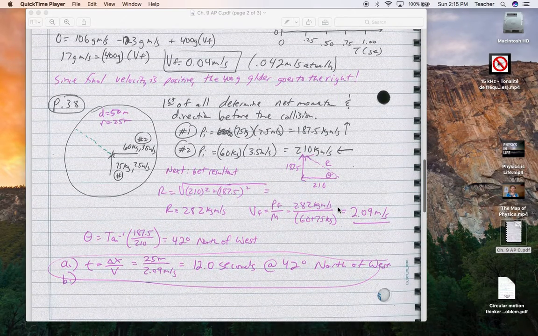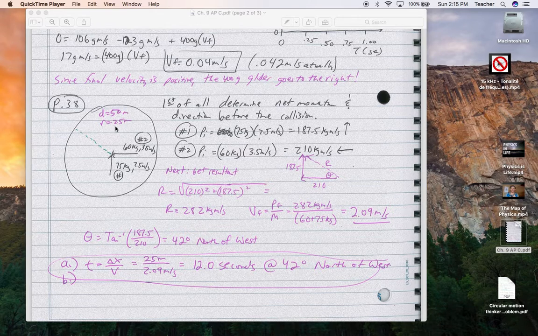P38, pretty neat. I answered A and B kind of together. So I did a picture, said it was a 50-meter radius where two people were running into each other on, I think it was ice skates or something like that. One was heading north, one was heading west. Called the north one number 1, the west one number 2. They hit at the middle, so that means no matter what direction they're going, it's going to take them 25 meters to get to the outside.